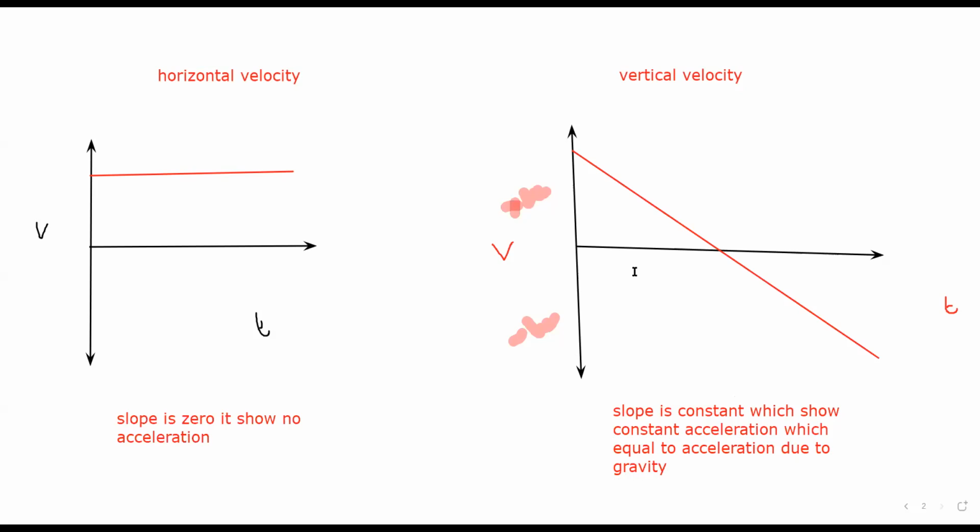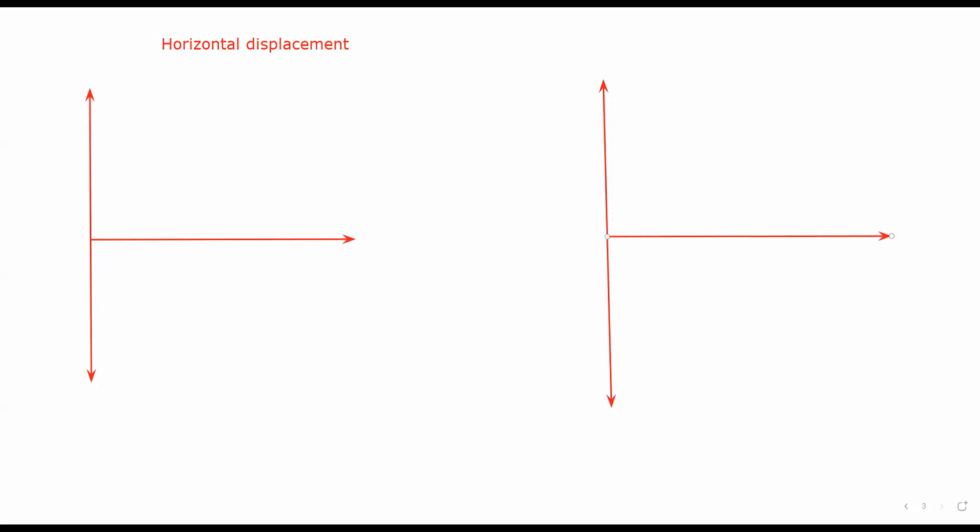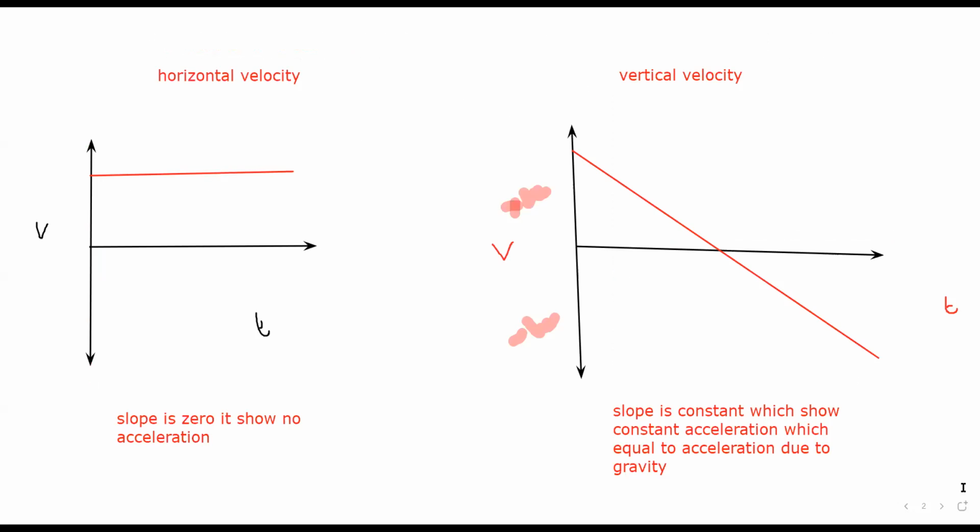If we make, this is a velocity time graph, if we want to make a distance time graph or displacement time graph for horizontal displacement and for vertical displacement, so you can see velocity is constant, horizontal velocity is constant.